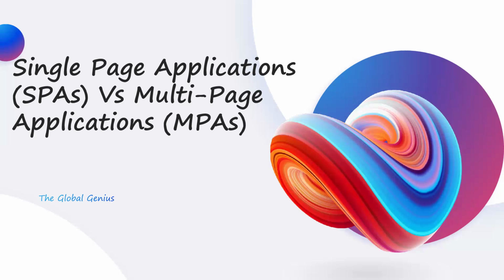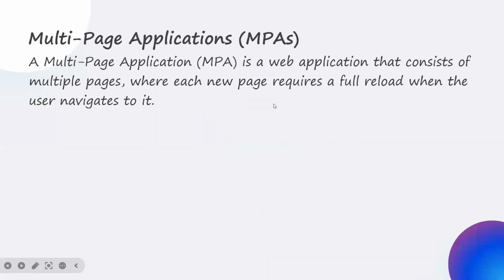So basically, single page applications were developed in order to solve the problems of multi-page applications. So first of all, let's take a look at multi-page applications and what they are. A multi-page application is a web application that consists of multiple pages, just like when you have a website, it will have about us, contact us, blog, product, a lot of pages. Now, each new page requires a full reload when the user navigates to it.